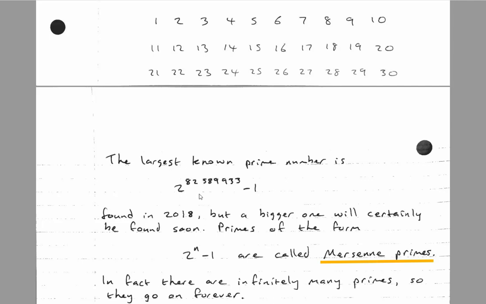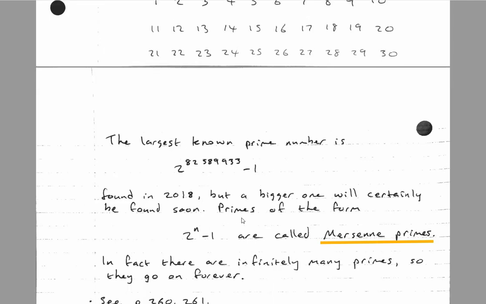It's 2 times 2 times 2, and so on. But this number is not going to work on your calculator. It's got millions of digits. Okay, so this is the largest known prime, found in 2018. But I'm sure they'll find a bigger one soon. Every few years they find a new one. Sometimes it makes the papers.